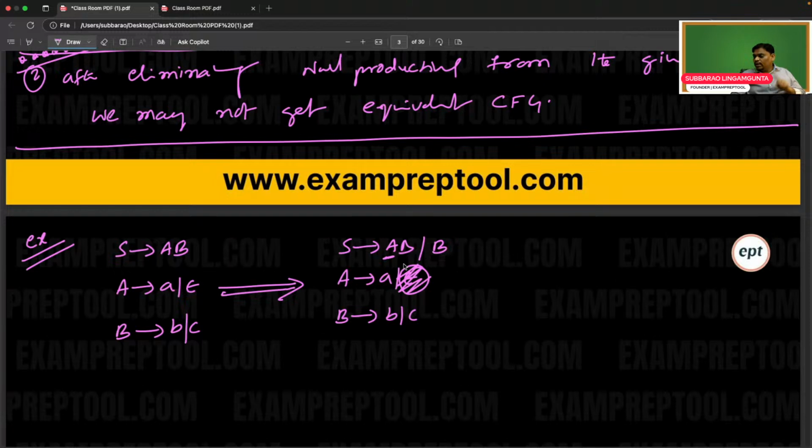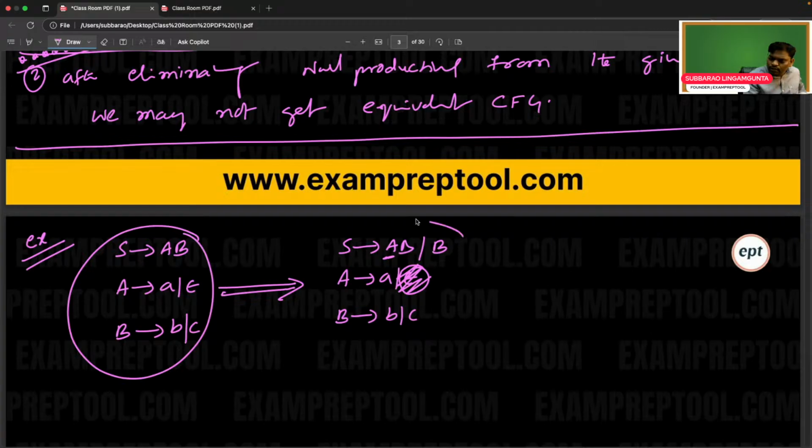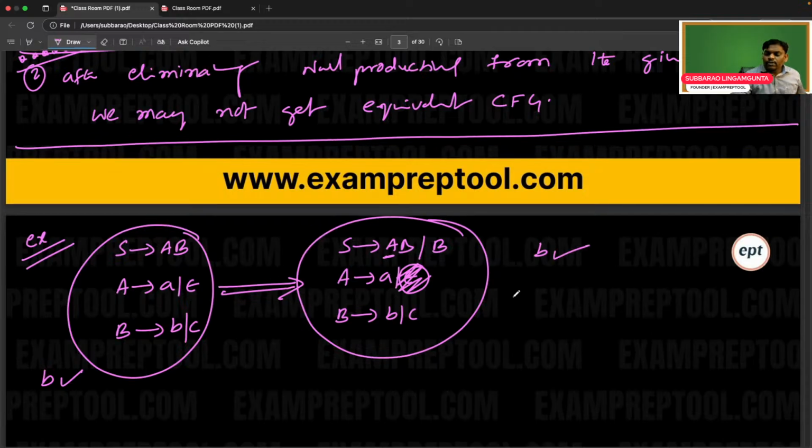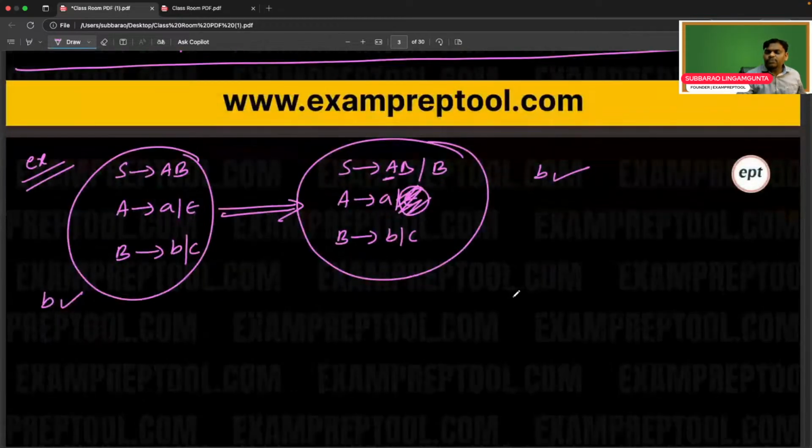Now, if you want, you can observe here. Before conversion, after conversion, you can observe. Everyone observe. Before conversion, only single b possible or not? Let's check. S goes to AB, A replaced by epsilon, B replaced by small b. Yes, possible. Now here also see, S goes to B, B goes to b. Here also b possible. Before conversion, after conversion, both the places b possible.